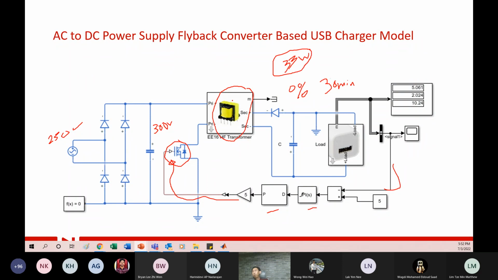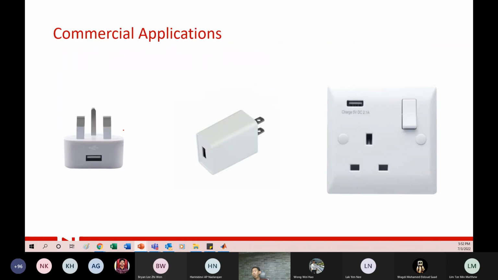The pasar malam one or the one that you use in your car is only 5 watt. So you look at it, this one is actually around 5 watt. You can easily get it in pasar malam. This one maybe 10 watt, I'm not sure. So these are the commercial application. When you open up, it's actually a flyback. Or some they have this built-in in the power socket here.